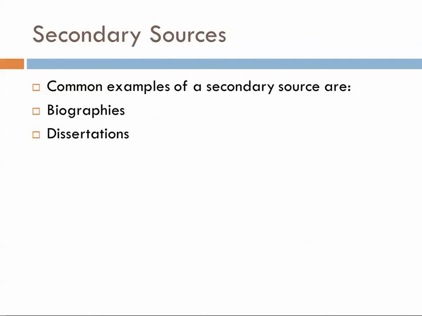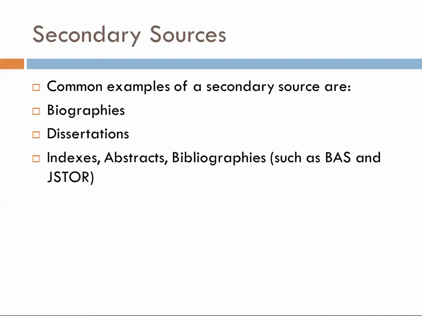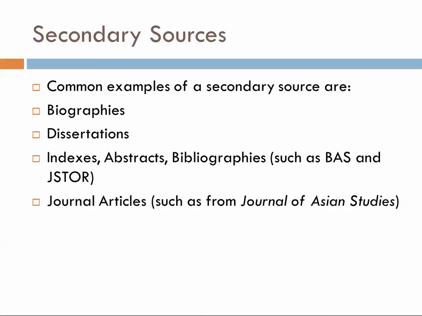Dissertations, which are a lot like monographs. Indices, abstracts, and bibliographies, such as the Bibliography for Asian Studies and JSTOR and Project Muse. These are all secondary sources. Journal articles, such as from the Journal of Asian Studies or Monumenta Nipponica, and monographs, as we were just saying. So there's a world of material out there for you to use.